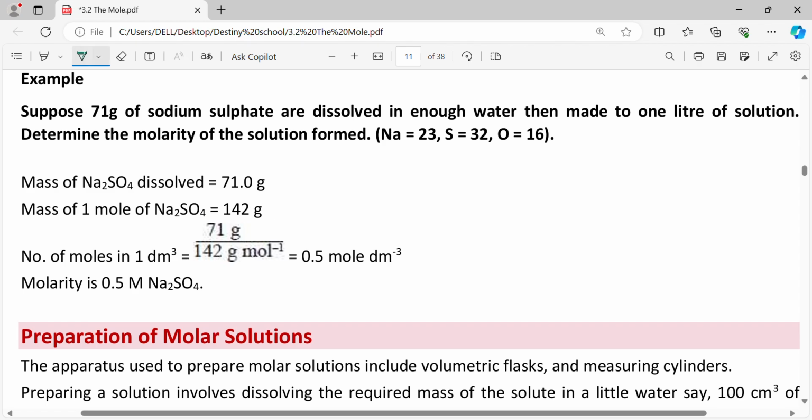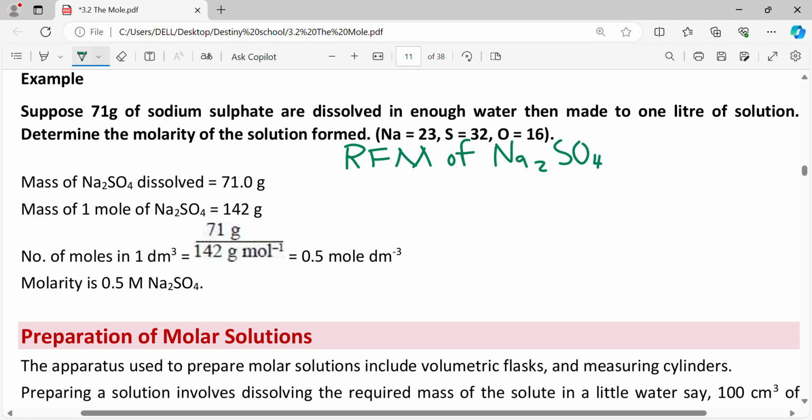They have used the concept. Let me just show you what is written here, but let's do ours. So let's find the moles. But before we find the moles, let's find the RFM of this thing.